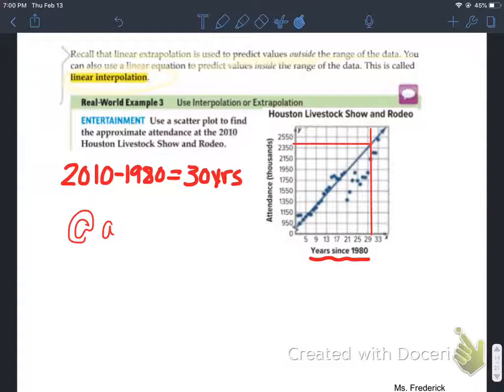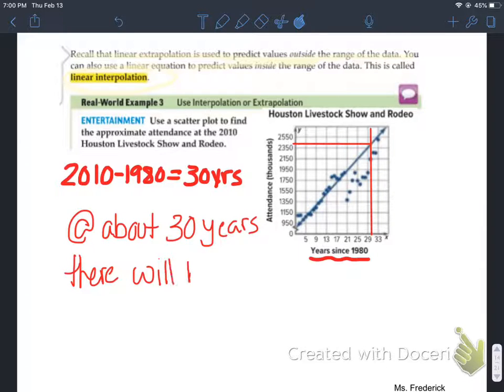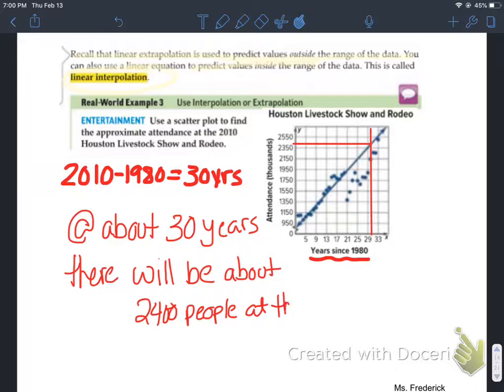So I go to my table on the x-axis, I go to 30 years. I go up to the line. I want to know where does it hit the line, not the data point, but the line. And I look over to my y-axis, and at 30 years, we will have about 2,400 people in attendance at the rodeos. Try the You Try on your own, and we'll go over the answer in class.